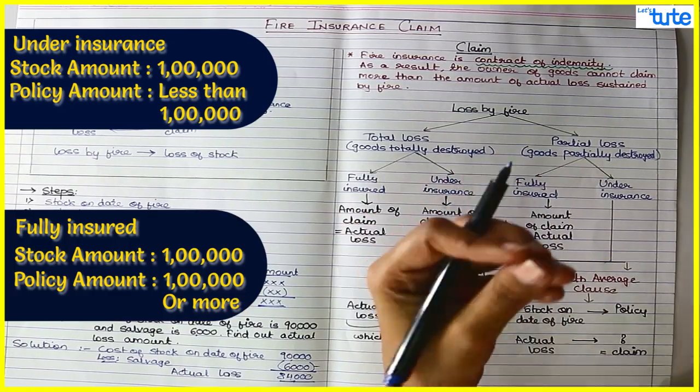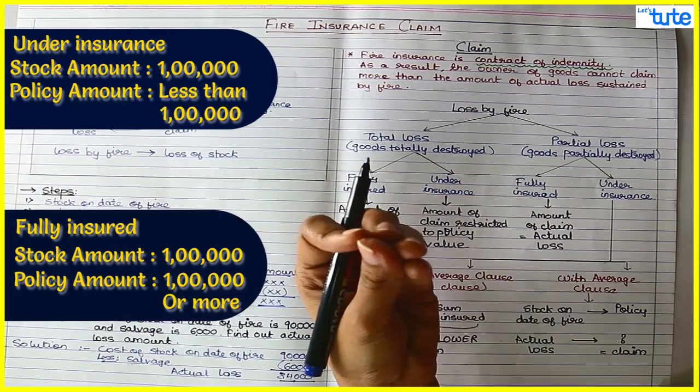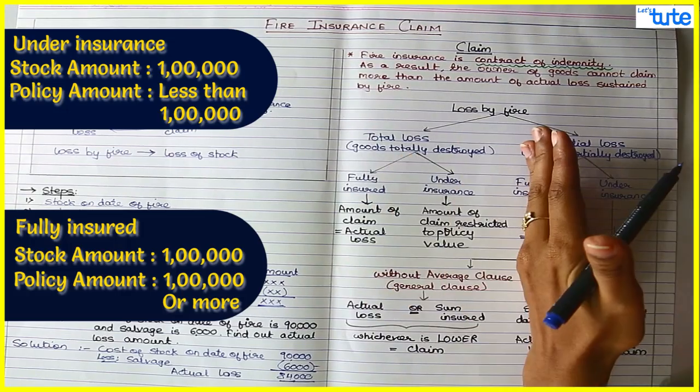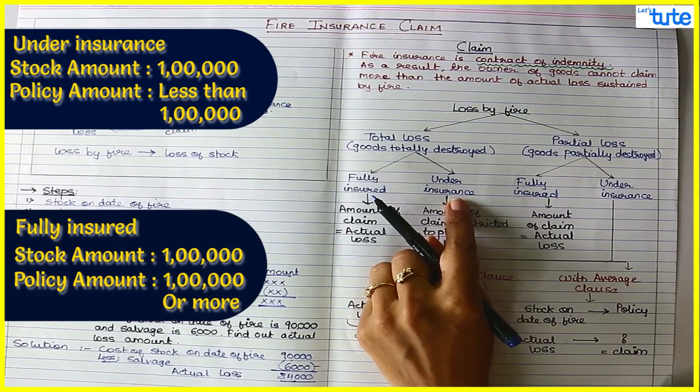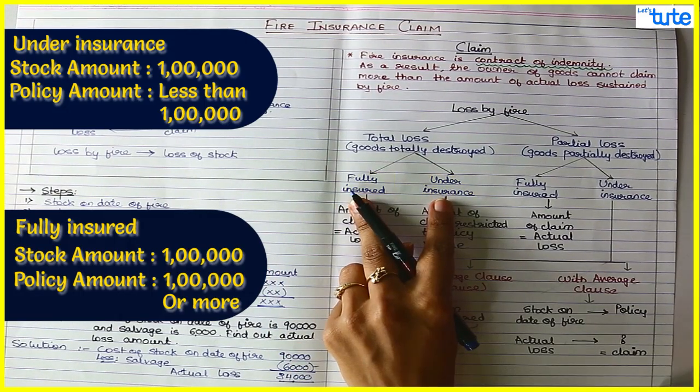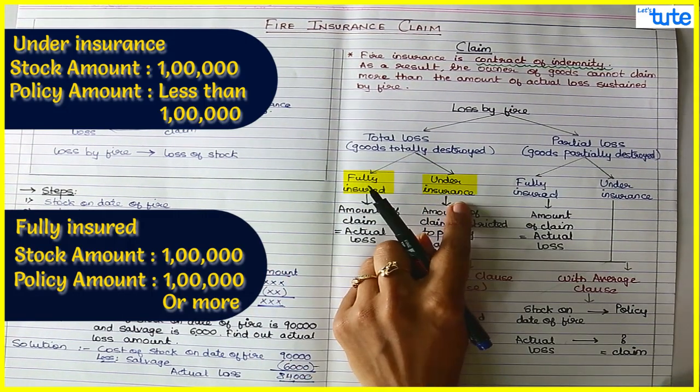So the policy could be of only 70,000 or 90,000, but that would be lower than the stock on the date of fire. So that is called underinsurance. So two possibilities again: fully insured and underinsurance.